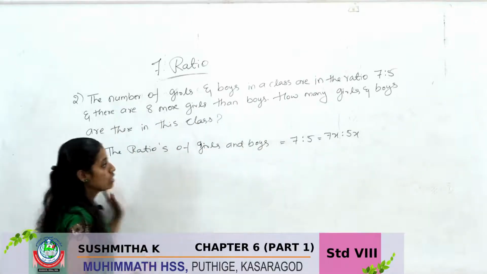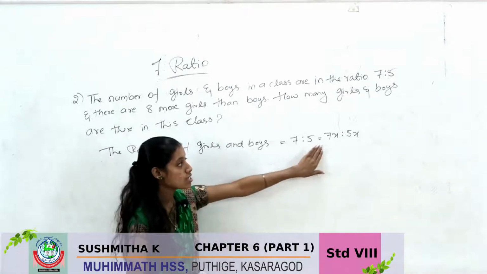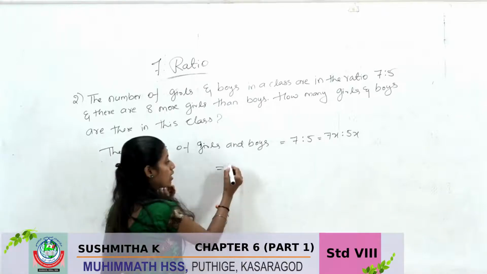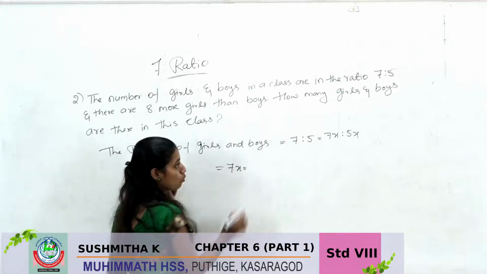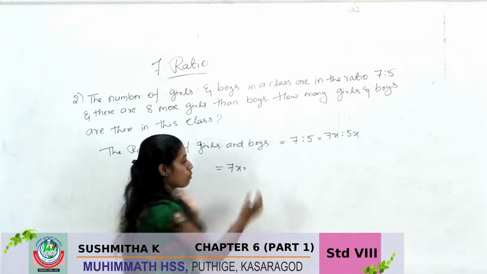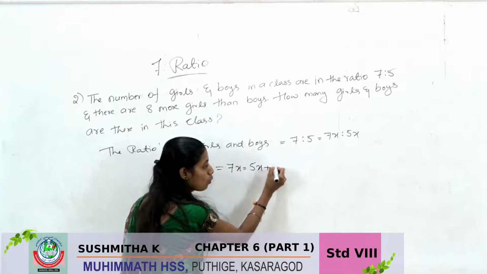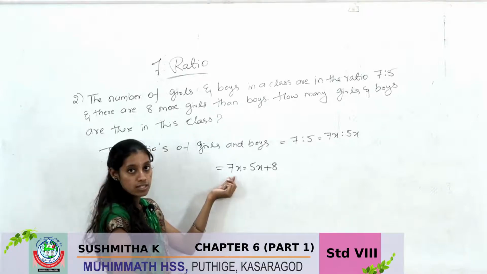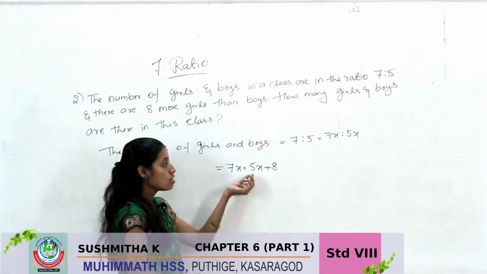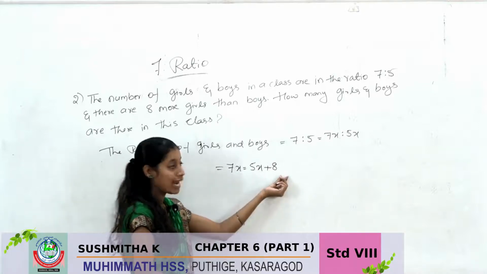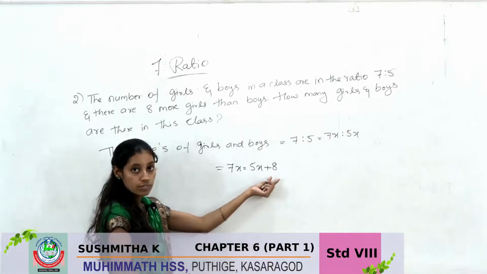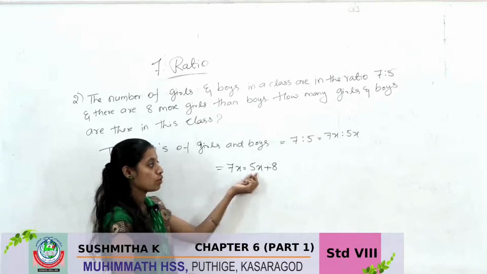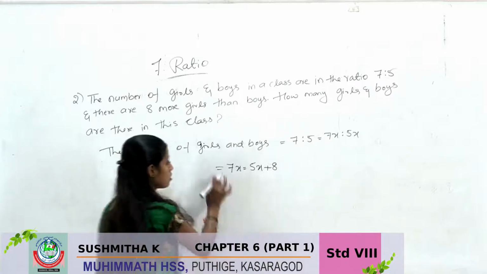So here 7x is girls and 5x is the boys. So 5x, more than 8 girls, we will get 7x. These are the boys, right? So 5x plus 8 more girls we should add, then we will get the total number of girls. 7x is equal to 5x plus 8.